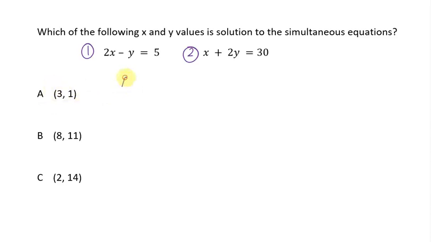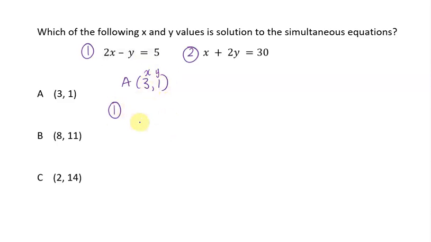So if we consider A, our point is x is 3 and y is 1. You'll remember that this is coordinate notation. The first coordinate is our x coordinate, the second coordinate is our y coordinate. So we're substituting x equals 3 and y equals 1 into our equations.